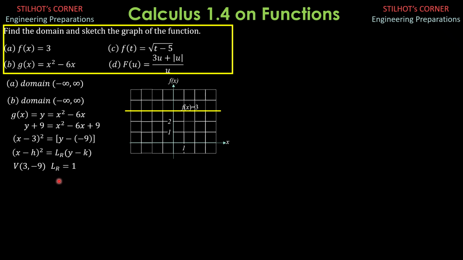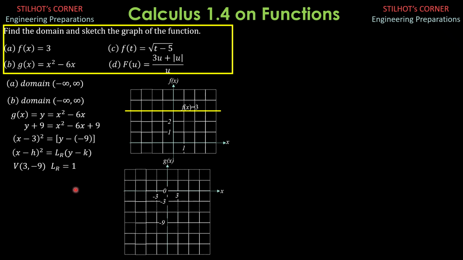So for those who are not familiar with this, you can also sketch the graph by point plotting as shown here. So I plot first the vertex, which is 3 comma negative 9, because from the original function, when x is 3, 3 squared minus 6 times 3, it is negative 9. So 3 units per grid, so this is 3 comma negative 9. Then y is 0 when x is 0 and when x is 6.